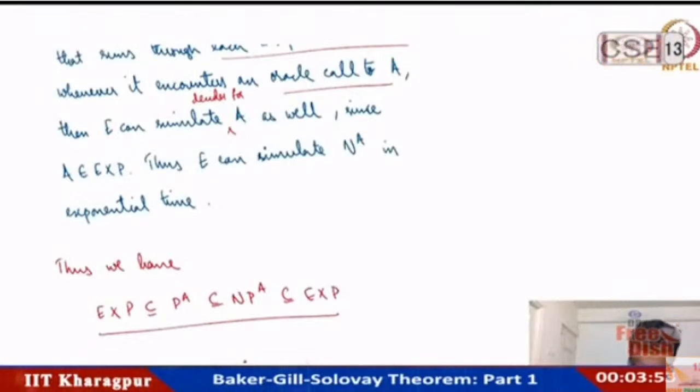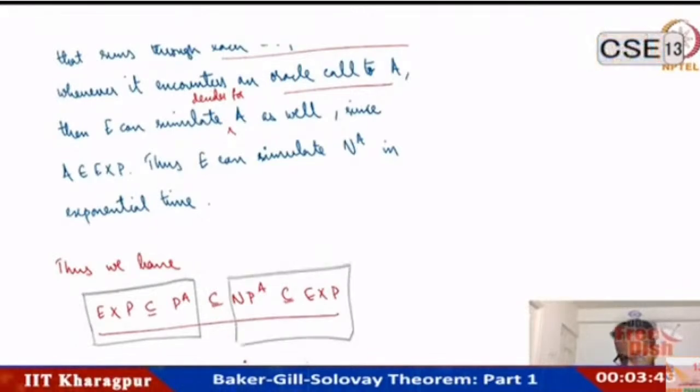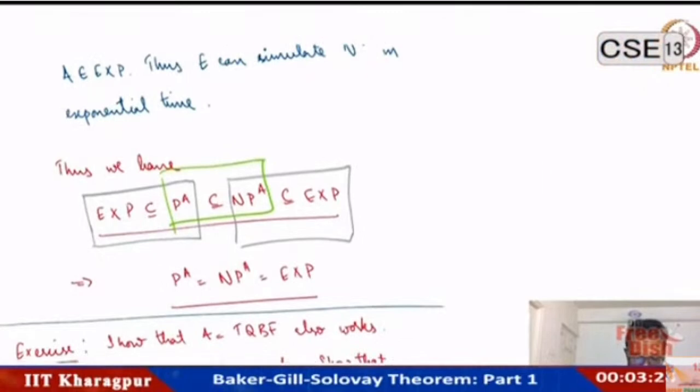So we have shown first that exp is contained in P to the A, then we have shown that NP to the A is in exp. And finally we have this connection also, simply because P is a subset of NP, so P to the A will also be a subset of NP to the A. Whether it is a strict subset or not, we do not know, but we don't need to know that, because we have a chain of containments: exp contained in P to the A, contained in NP to the A, contained in exp.